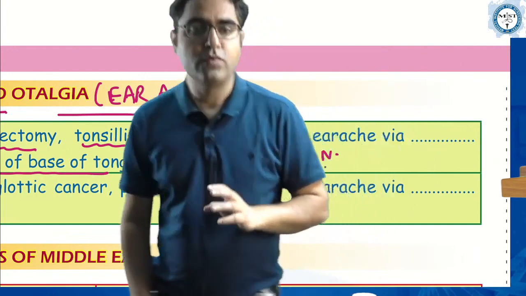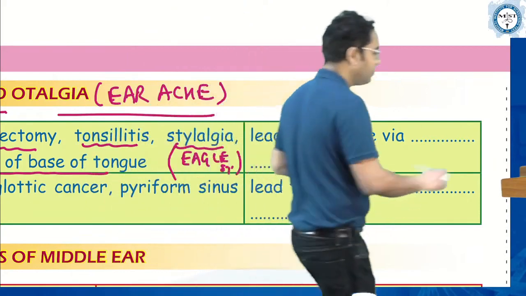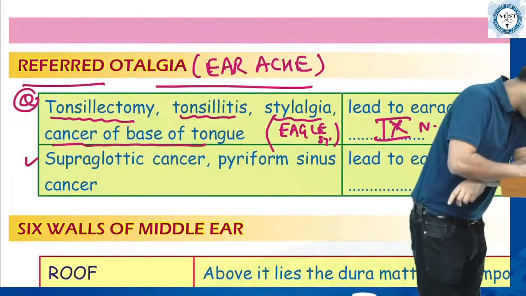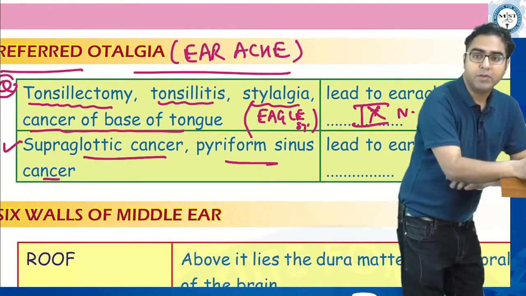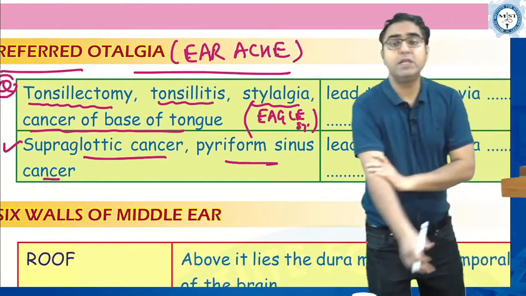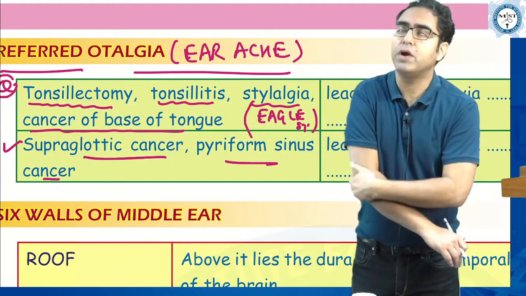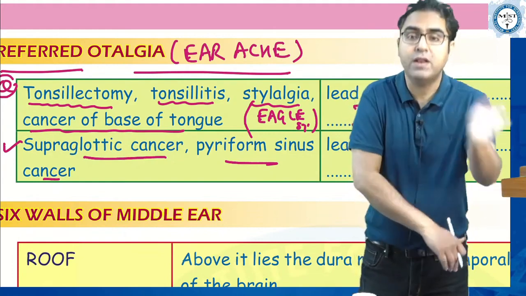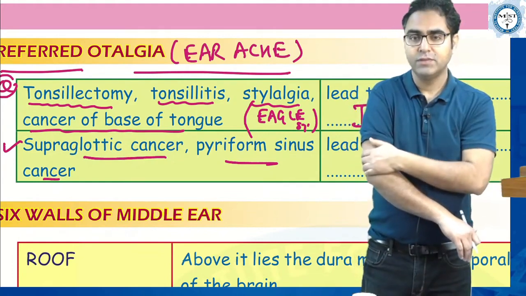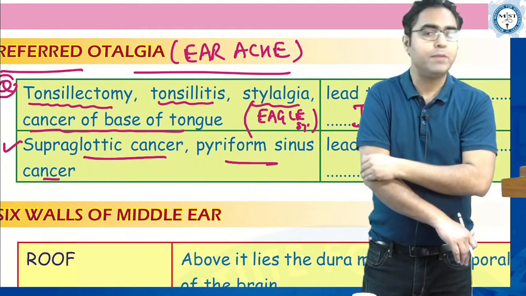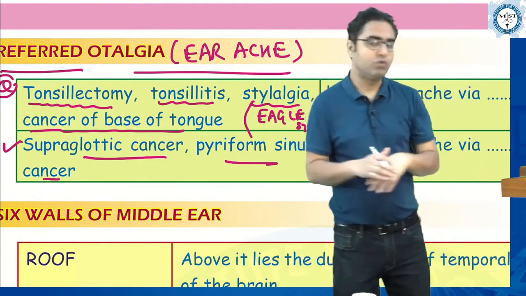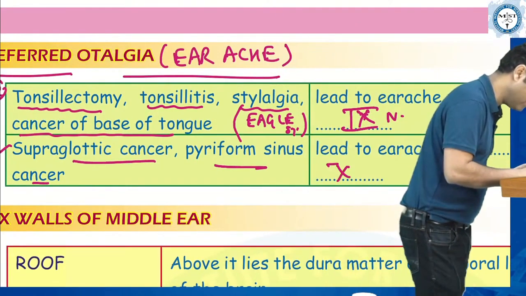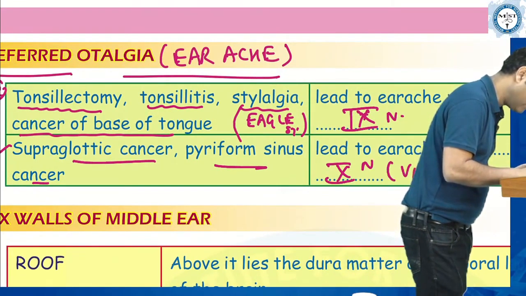Okay. Now, one more advanced question. Supraglottic cancer and piriform sinus cancer. Yeah, it came day before yesterday also. Laryngeal cancer. If you revise supraglottic cancer, the first symptom was throat pain referred to ear. Piriform sinus came yesterday, part of hypopharynx, beta. They cause earache through which nerve? 10th nerve, beta. Vagus nerve. Try to recall.